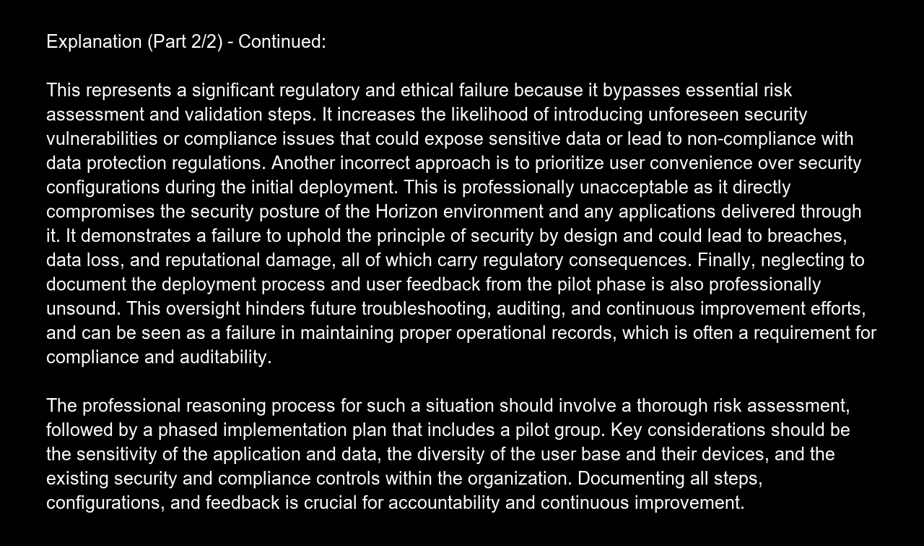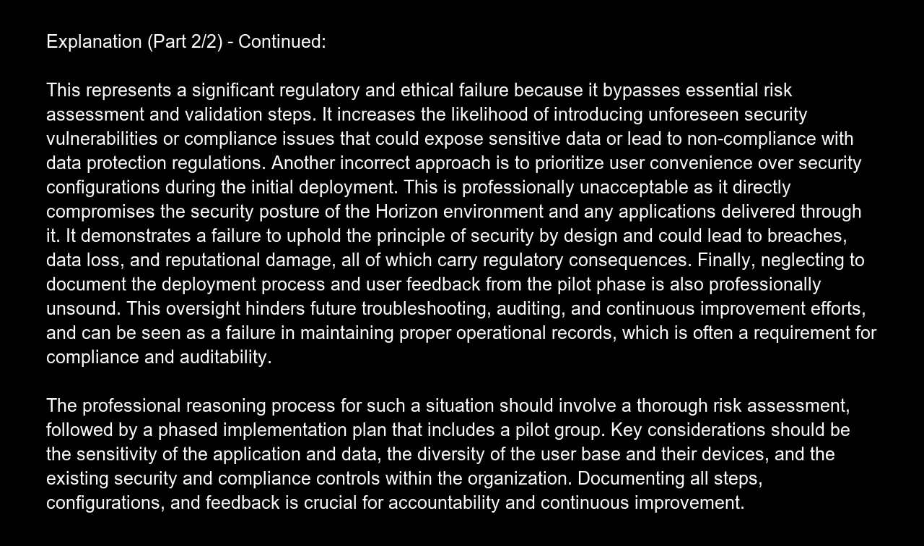Another incorrect approach is to prioritize user convenience over security configurations during the initial deployment. This is professionally unacceptable as it directly compromises the security posture of the Horizon environment and any applications delivered through it. It demonstrates a failure to uphold the principle of security by design and could lead to breaches, data loss, and reputational damage, all of which carry regulatory consequences.